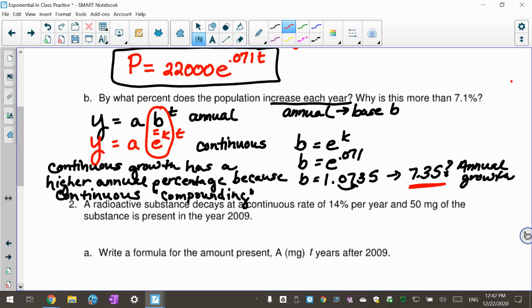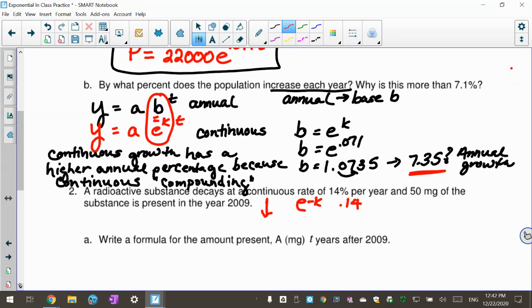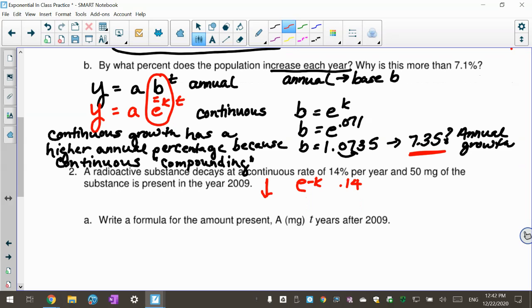So let's look at number 2. A radioactive substance decays, so it's going down, at a continuous rate. So that means it's going to be e to the negative k. The k is going to actually turn negative, and it's 14% per year. So I'm going to change that to 0.14, and 50 milligrams of the substance is present in the year 2009. Time is 0. Do you see how you do this? This is my A. You just go through and label everything, and then it works out better.